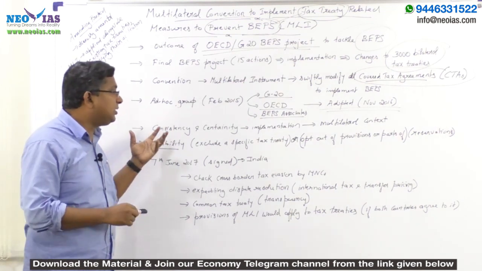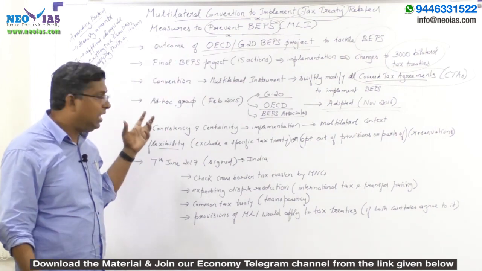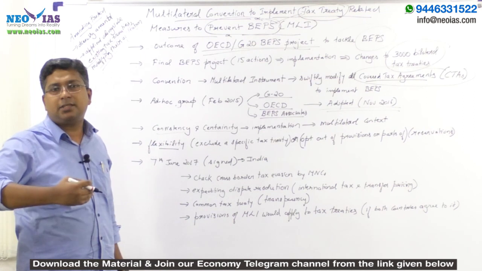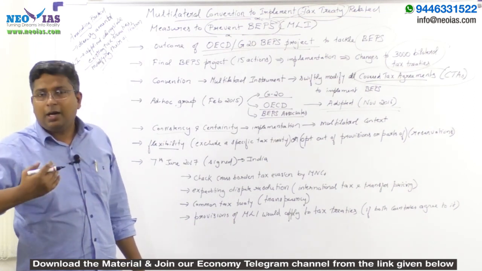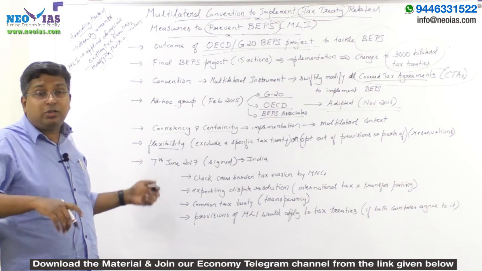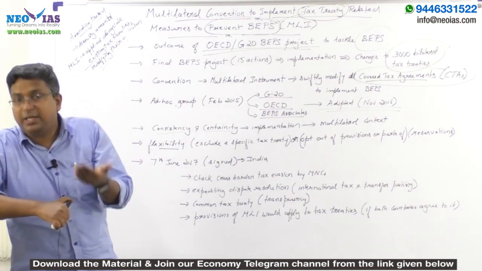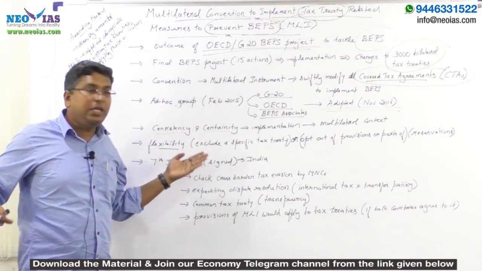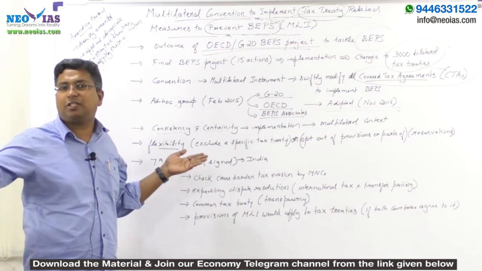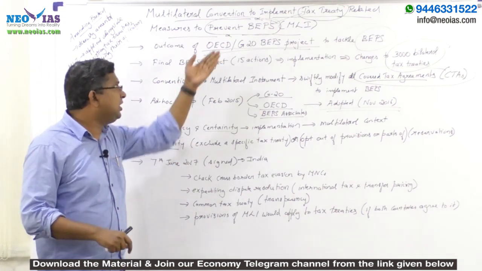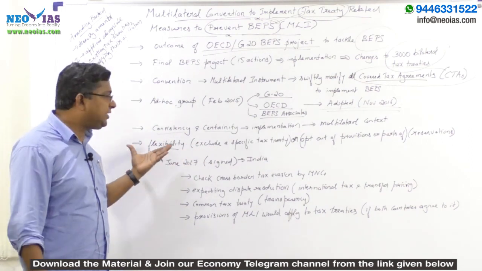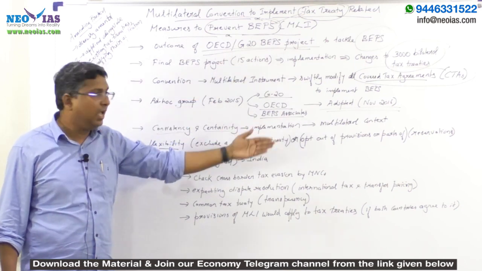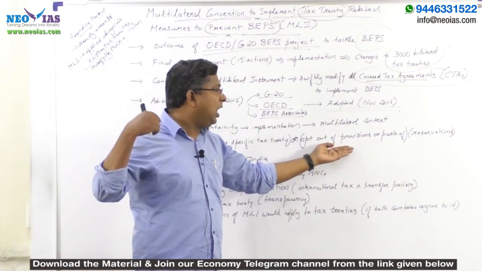Now another point is that this convention will bring consistency and certainty for implementation of this BEPS project in a multilateral context, and this convention also ensures flexibility for a member country. For example, India has signed this treaty, so India has the flexibility. India can say, okay, I want to exclude a particular tax treaty from this convention. So India has that option. It is flexible in the sense that a member country can exclude a specific tax treaty from its purview, and it can also make reservations.